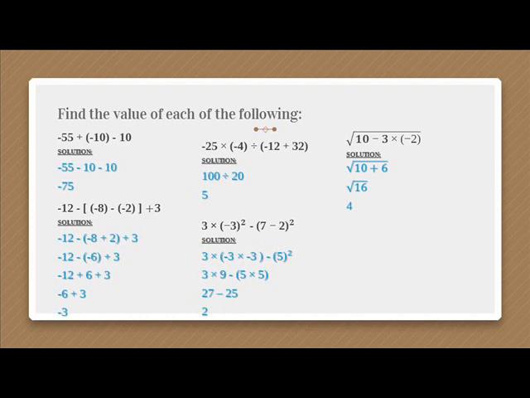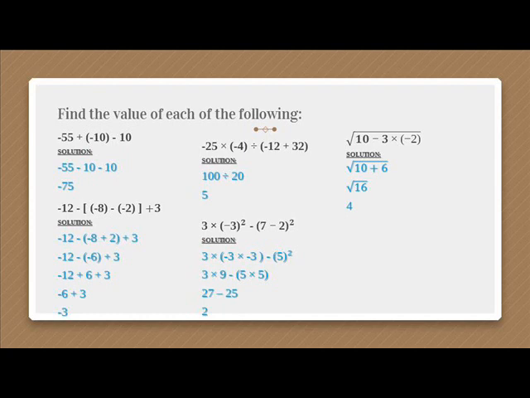Multiplying minus 25 and minus 4, we get 100, because both the numbers have the same sign, so our answer 100 is positive. And solving minus 12 plus 32, we get 20, because both the numbers have different signs, so we have subtracted them taking the sign of the bigger number. Then 100 over 20 equals 5, so our final answer is 5.